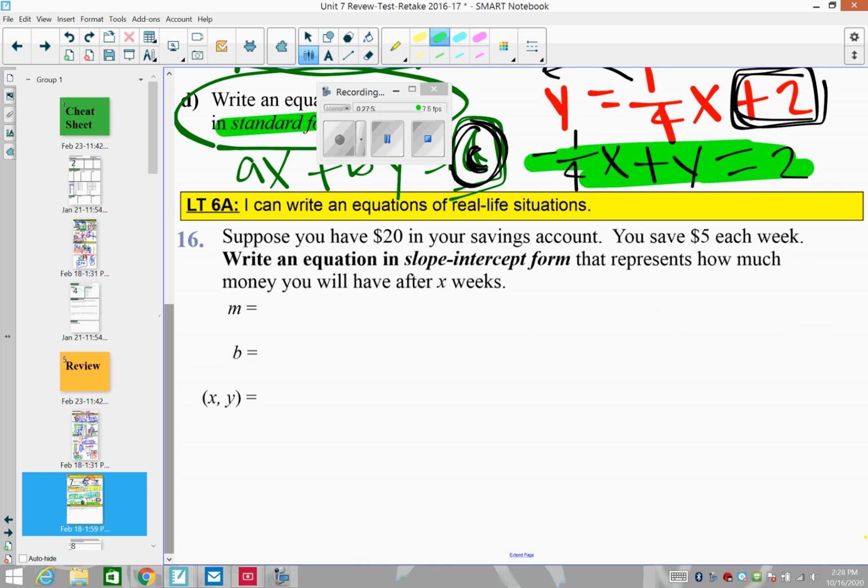All right. Real life situations now. Suppose you have $20 in your savings account. Ooh, that sounds like a what to you? A b. I know the b's 20. You save $5 each week. Ooh, that sounds like a slope. Write an equation in slope-intercept form that represents how much money after x weeks.